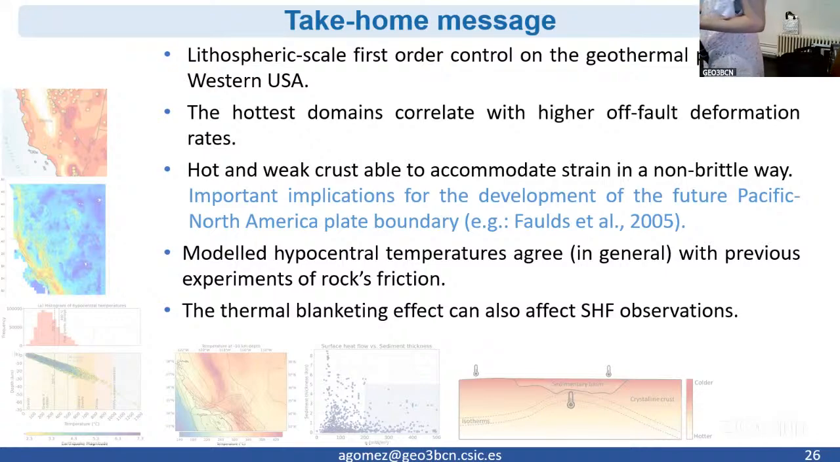It has important implications because we have previous work suggesting broad shear zones, broadly distributed in these hot areas, meaning that we have hot and weak crust able to accommodate strain in a non-brittle way. And this has important implications for the future development of the Pacific North America plate boundary, because many authors have been suggesting that it's actually migrating towards this area along the Walker Lane and Sierra Nevada.